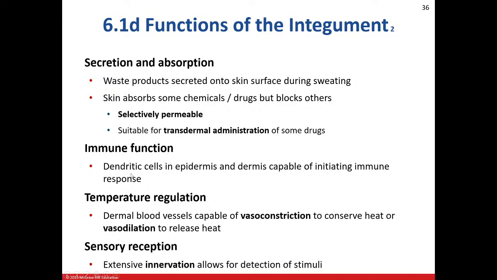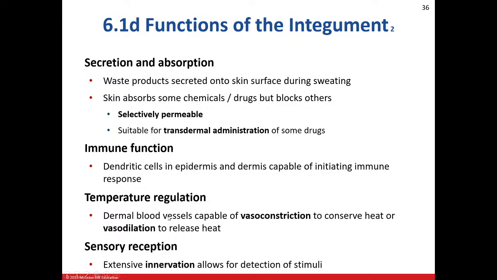Immune function. So yeah, we mentioned the dendritic cells. They are immune cells. They are actually phagocytic in that they can eat or engulf bacteria and fungi that arrive on the skin surface, or rather, deep to that, like in the stratum spinosum. So they can eat those bacteria, but they're also involved in alerting the rest of the immune system that there's a threat present.